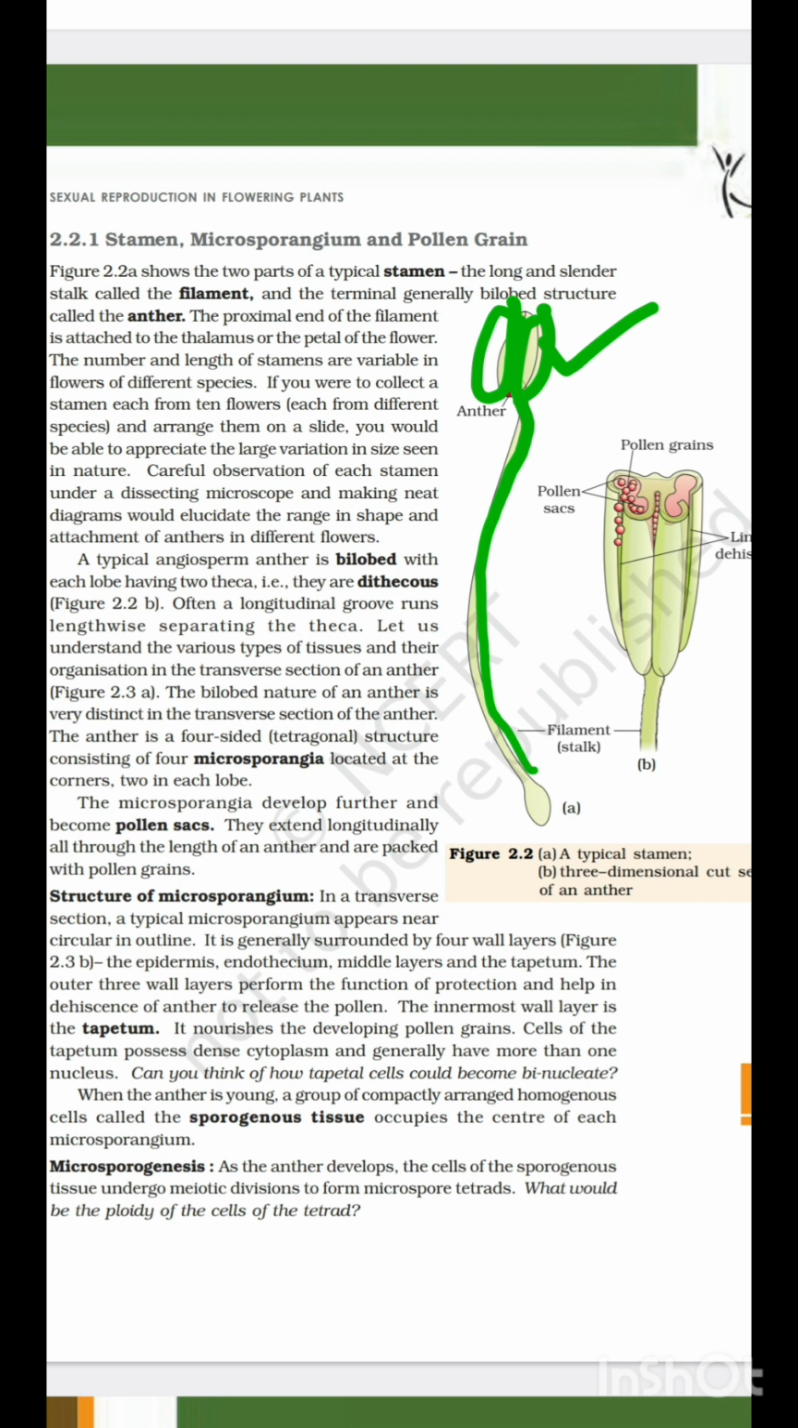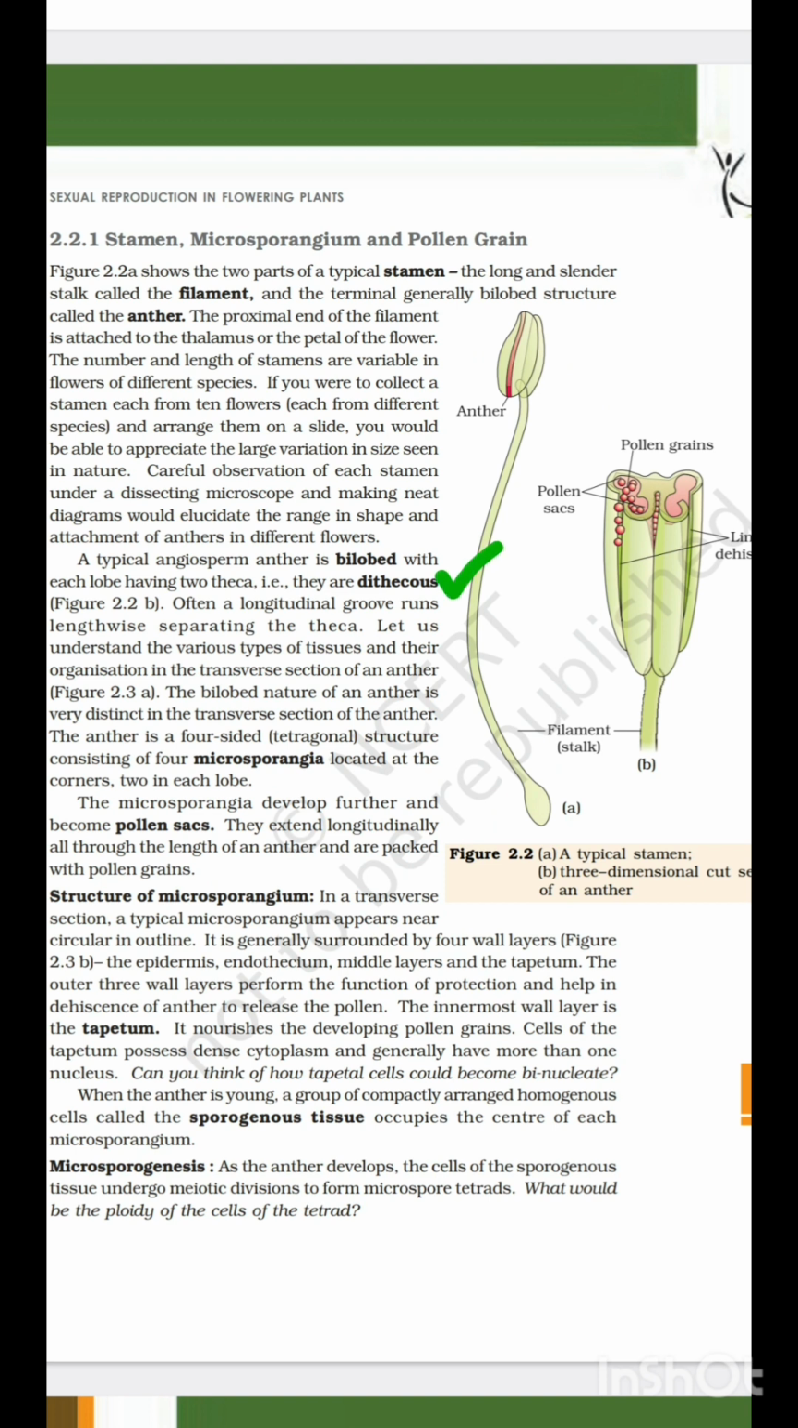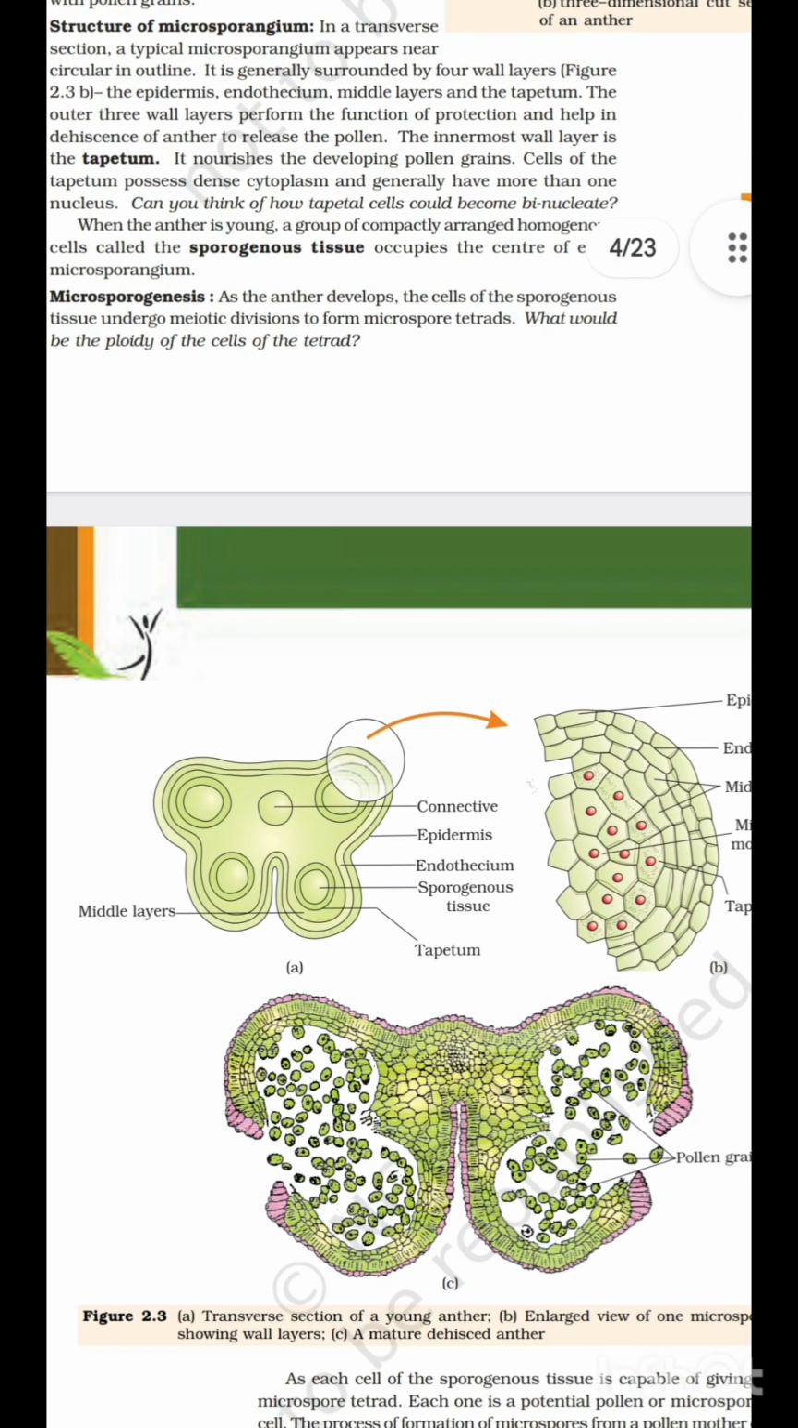A typical anther is bilobed, with each lobe having two thecae. That means each lobe has two sacs in it, so they are dithecous. Often a longitudinal groove runs lengthwise, separating the thecae. Let us understand the various types of tissues and their organisation in the transverse section of an anther, which is present in Figure 2.3a.